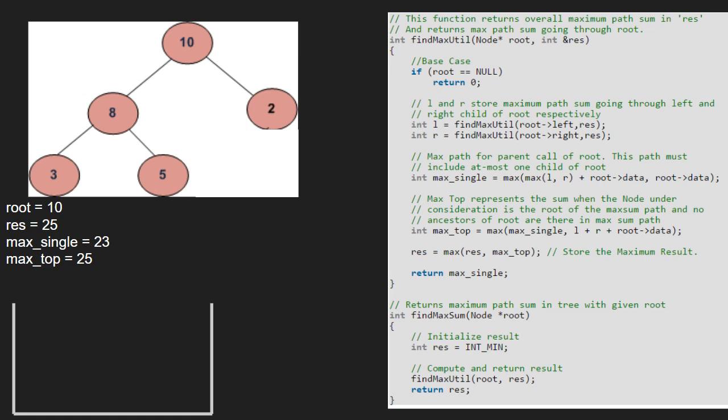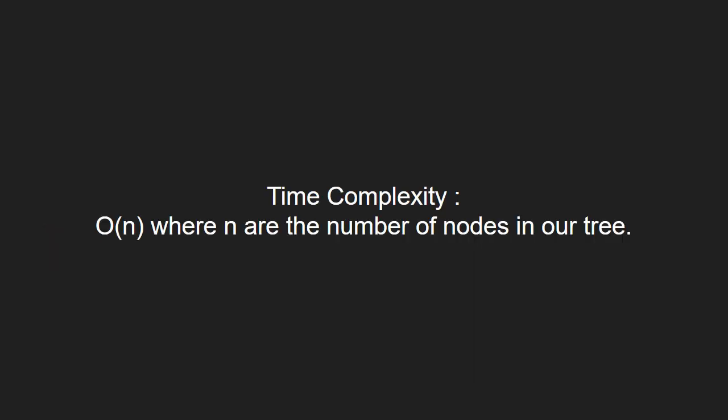Now let us have a look at the time complexity of the program. This code will run in O(n) complexity. Here n is the number of nodes in the binary tree.